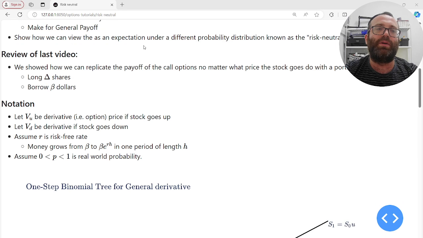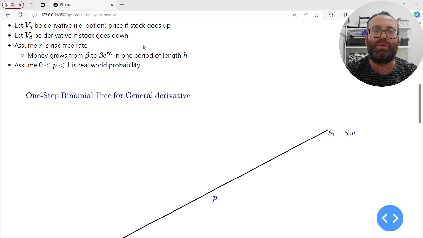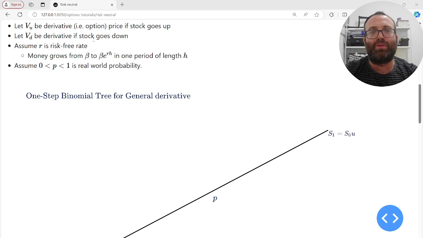So let's get started. In the last video, we assumed that the risk-free rate was 0, meaning that you borrow beta from the bank, and a year later you pay back beta, without paying interest. But now we'll be more realistic and assume that if you have a period of length h and you put beta in the bank, it becomes beta e to the rh. Or if you borrow beta, you'll owe beta e to the rh.